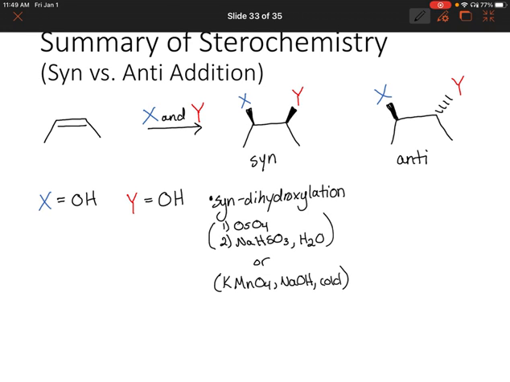All right, now what if we want to add the alcohol groups anti to each other? Which reaction would we perform? Anti-dihydroxylation. Now for this one, we would use MCPBA first. And then second, we would use some sort of acid mixed with water.